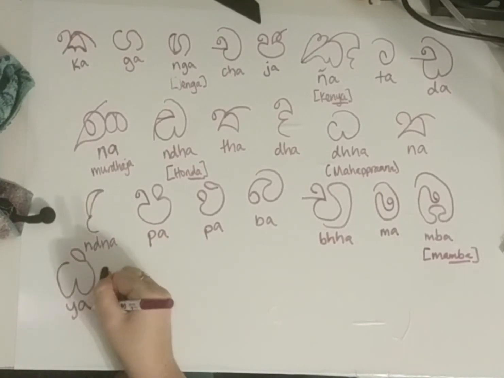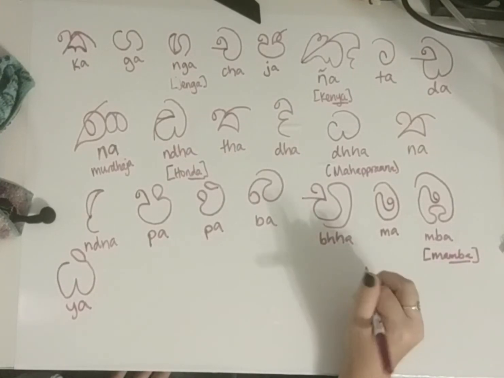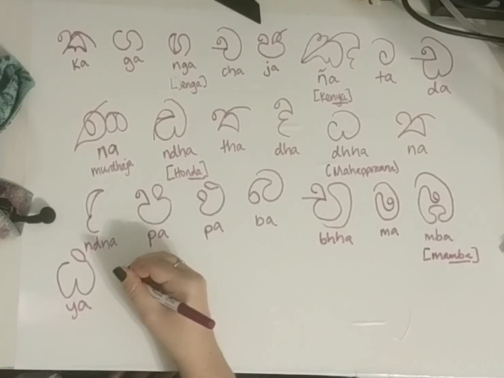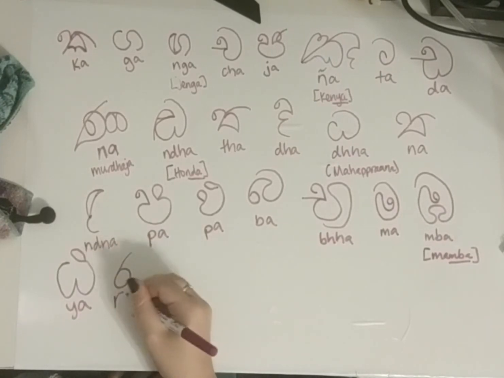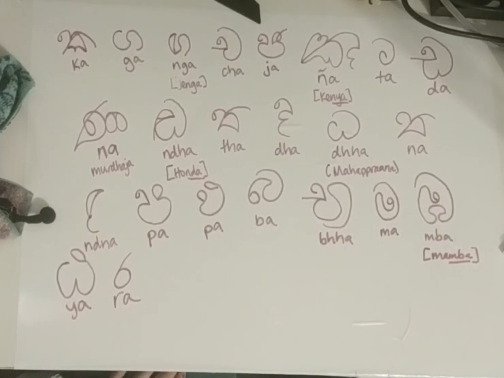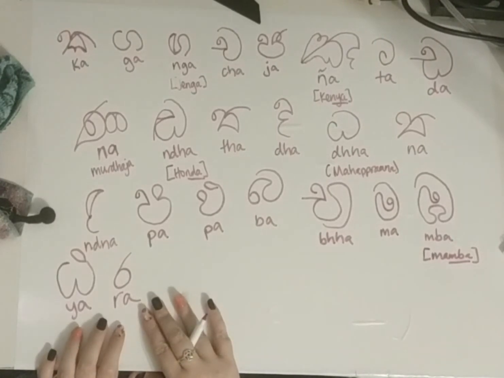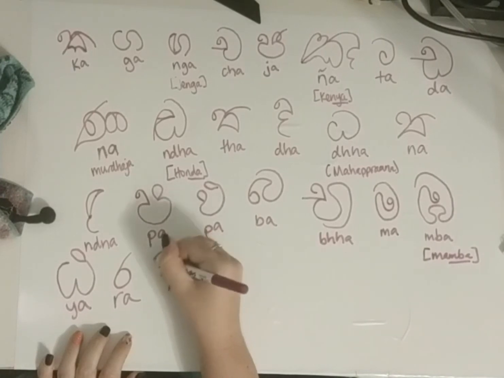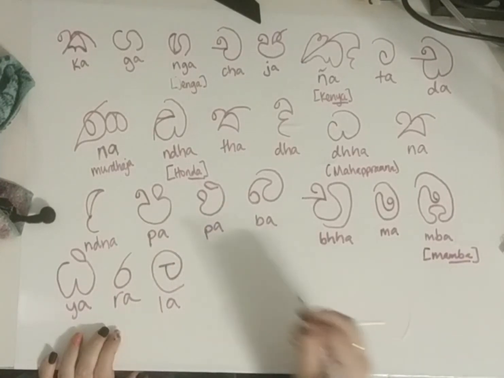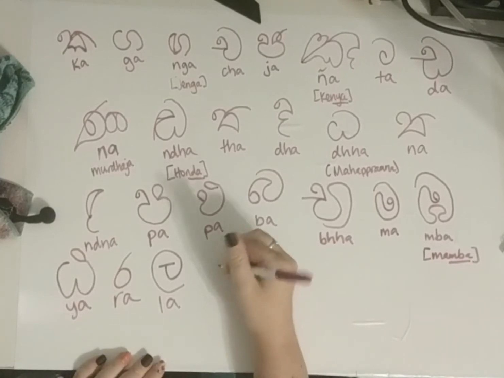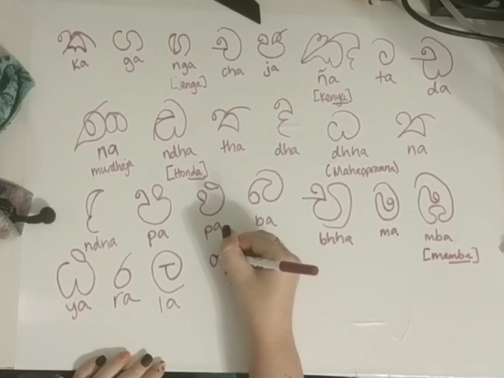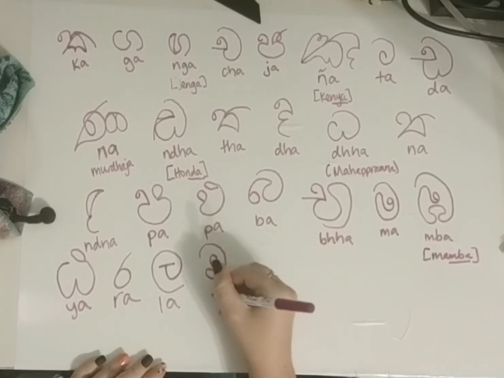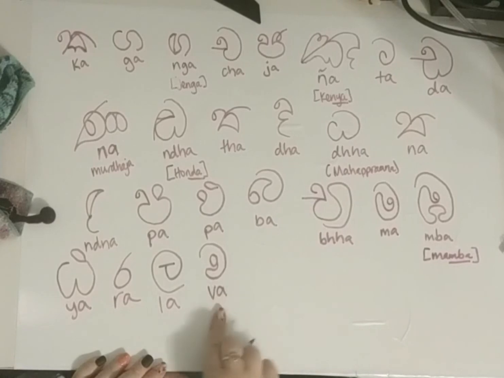this is ya, Y sound, ya. We have the R sound, ra. Just ra. Thank you just for being ra. And this is la. La. Simple la. This one's interesting. So this is spelled like this, but it's pronounced wa. This is a wa sound. Wa.